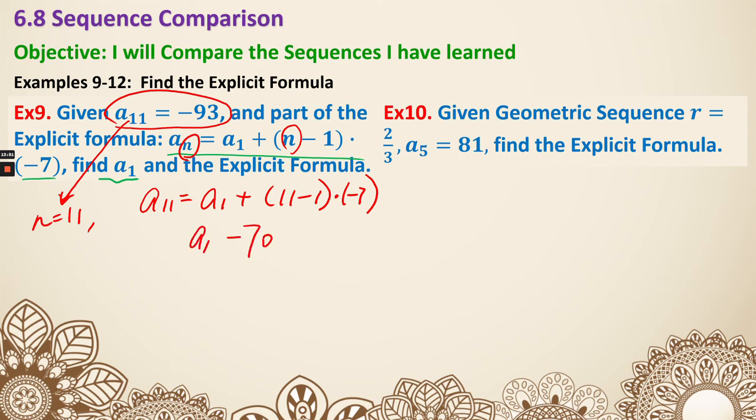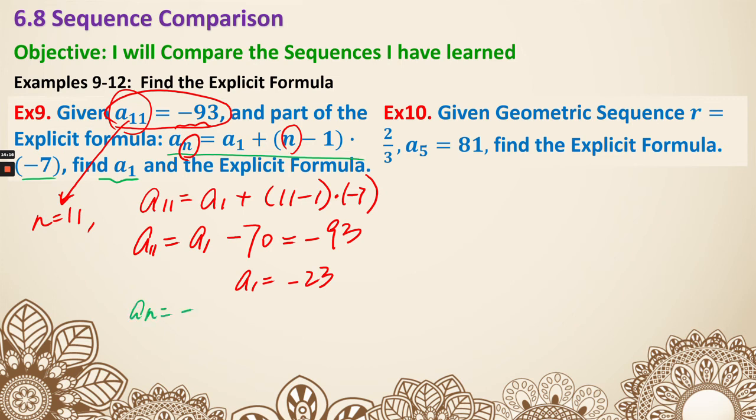So I have a sub 1 minus 70, which is a sub 11. And don't forget, you're not just given a sub 11 in the front. You also are given the specific number for a sub 11. This is actually negative 93. If I add 70 on both sides, my a sub 1 would actually be negative 23. Now I know my a sub 1, I can go back and find the full form of my explicit formula.